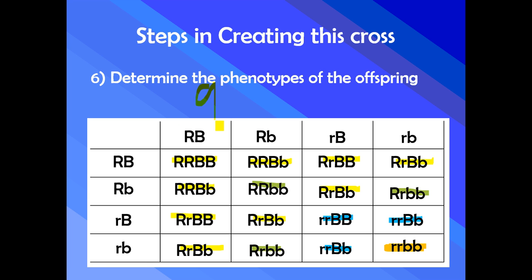9 running black to 3 running brown to 3 waltzing black to 1 waltzing brown. Anytime you have 2 organisms that are heterozygous for 2 traits, your ratio will be 9, 3, 3, 1.